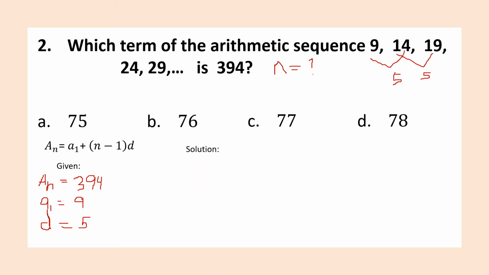Okay, solution. Sundan lang po natin yung formula. So, a sub n is 394. Okay, isa-substitute natin. So, 394 okay, is equal to yung ating a sub 1, yung first term is 9 plus the quantity of n. So, n pa rin dahil siya nga yung hinahanap natin. And minus 1. And then yung common difference or d is 5.